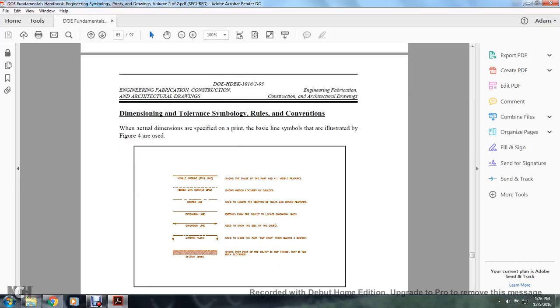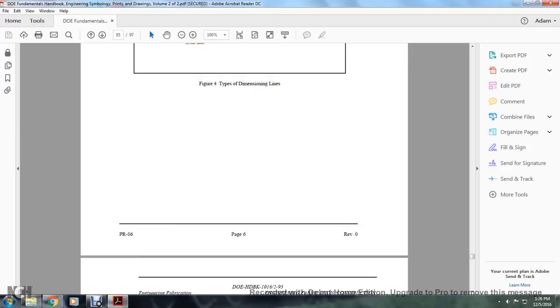The cutting plane line is a mix between a hidden line and a center line. It shows where the part is cut away, with two arrows on a perpendicular plane showing the direction of the cutaway section. The sectioning lining is a diagonal line showing that part of the object is not visible, that it was being sectioned.